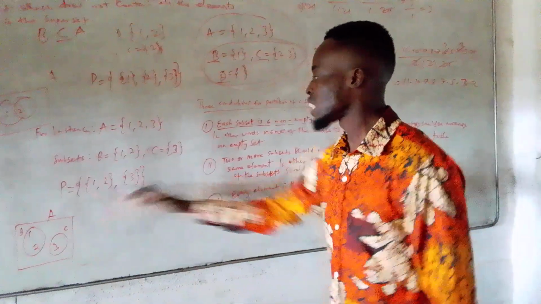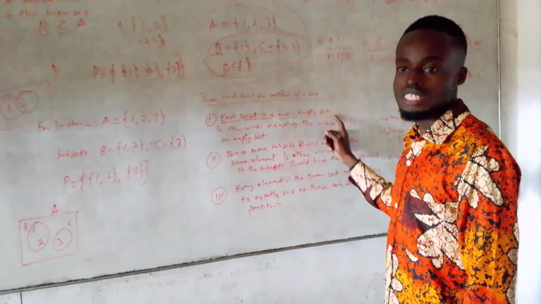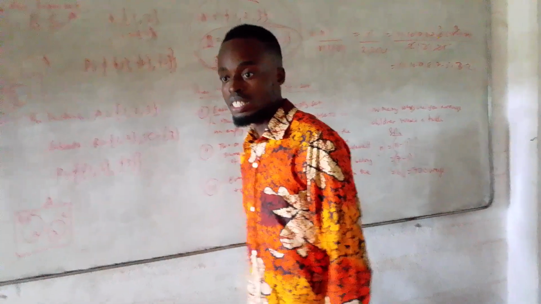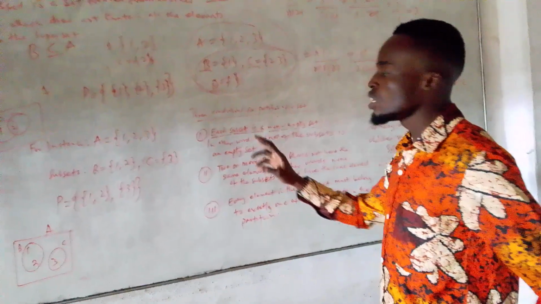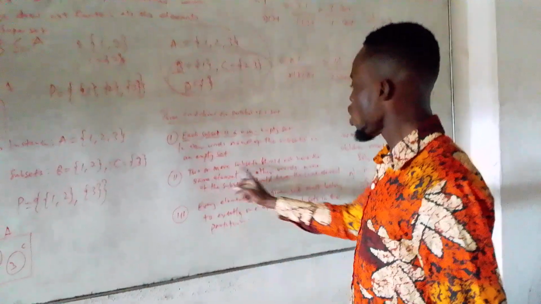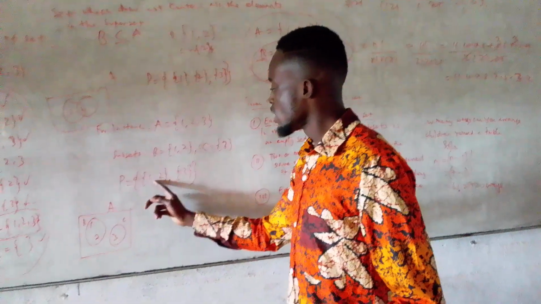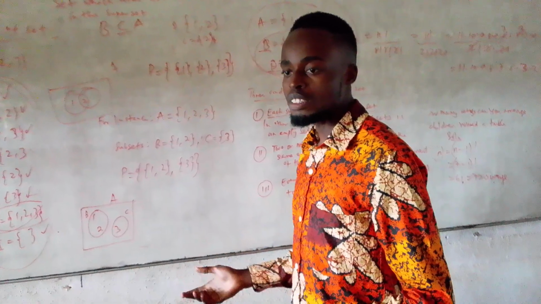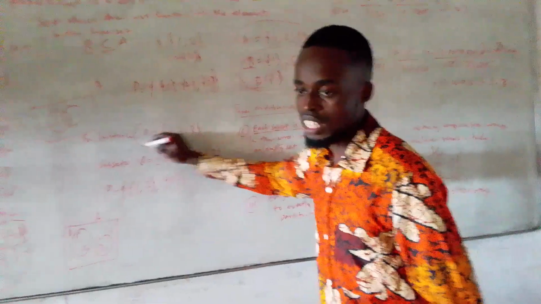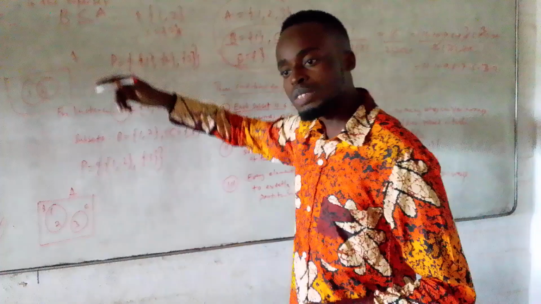If the partition of a set satisfies these three conditions: number one, each subset is a non-empty set. That means none of them should be an empty set. Then number two is that no subset should have any element in common. Two or more subsets should not have any element in common. So you can see that set B and set C do not have any element in common. Then lastly, every element in the given set, which is set A, should belong to exactly one of those subsets in the partition.